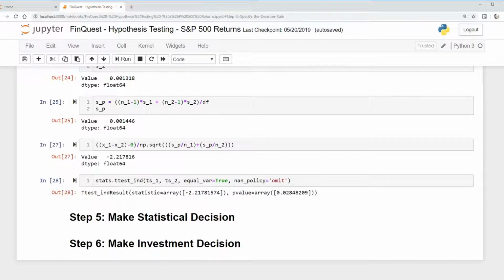So it was negative 2.21, and we found that its magnitude was larger than our t-critical value of 1.98, so we could reject the null hypothesis and therefore accept the alternative hypothesis that the returns are different before and after 2008. Therefore, we can make the statistical decision that there's something interesting here, and it seems that this event did have some effect on the returns before and after.